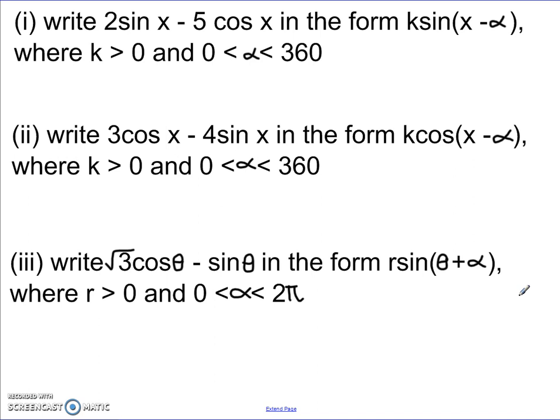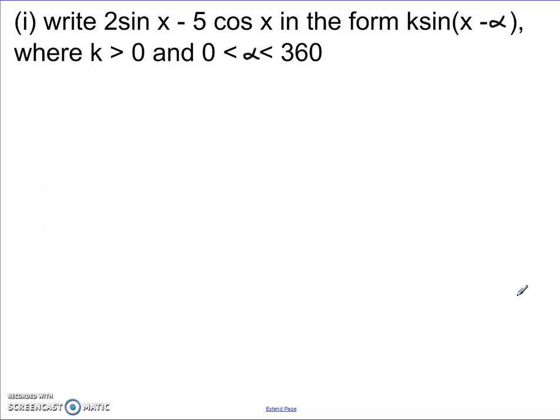So the idea was to be able to write any of these three equations in a wave form. We have to be able to do that. It has to become second nature to us for making solving equations easier. So here we go. The first one: write 2 sine x minus 5 cos x in the form k sine of x minus alpha, where k is bigger than 0 and alpha is between 0 and 360.